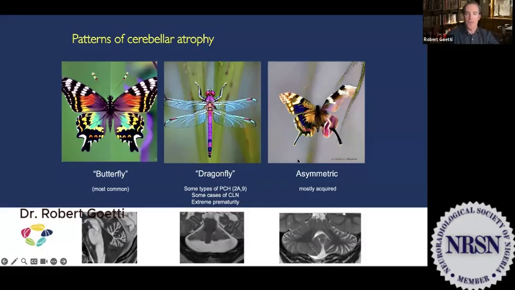When we have asymmetric cerebellar atrophy, this is usually an acquired and not a genetic cause. There are some genetic causes that can lead to cerebellar insults, such as COL4A1 mutations, but generally it's an acquired cause if it's asymmetric.